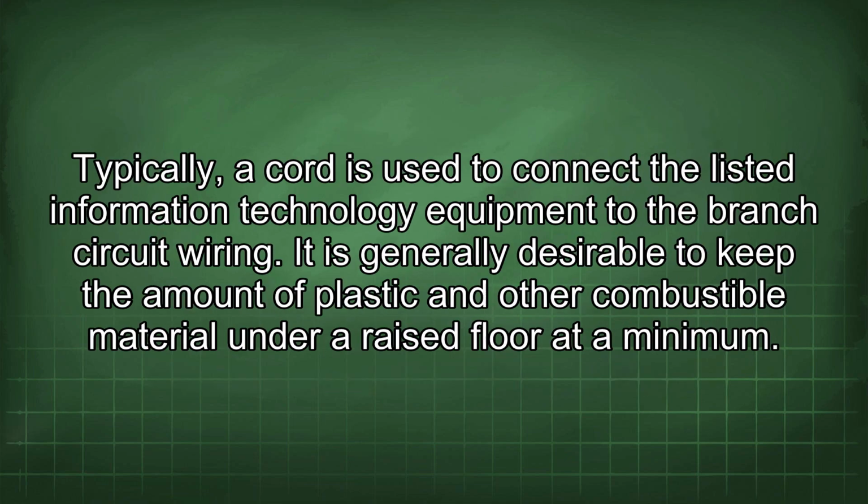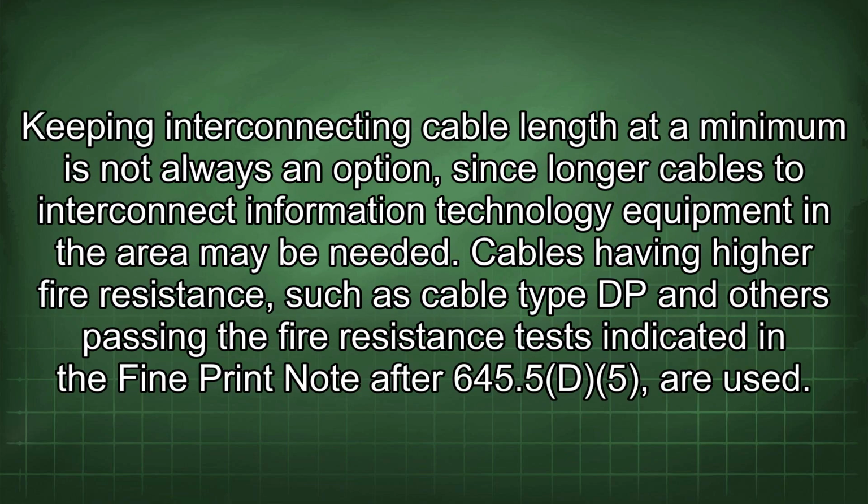Typically, a cord is used to connect the listed information technology equipment to the branch circuit wiring. It is generally desirable to keep the amount of plastic and other combustible material under a raised floor at a minimum. Keeping interconnecting cable length at a minimum is not always an option, since longer cables to interconnect information technology equipment in the area may be needed. Cables having higher fire resistance, such as cable type DP and others passing the fire resistance tests indicated in the fine print note after 645.5(d)(5), are used.